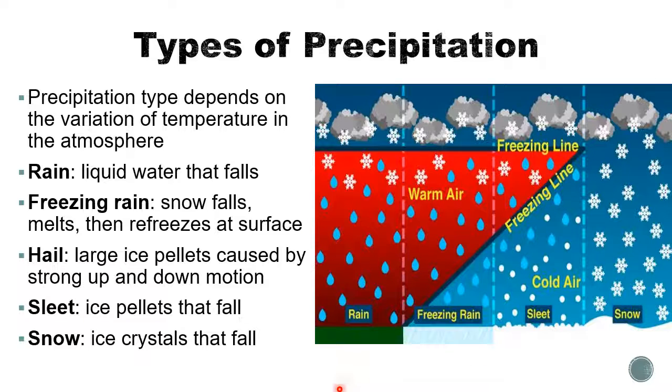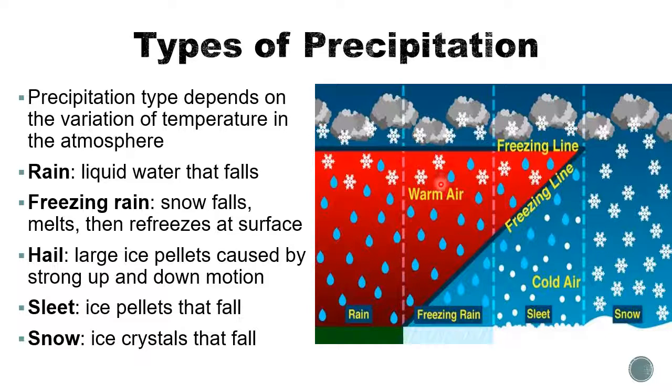So when we look at our types of precipitation, it's going to depend on the variation of temperature in the atmosphere. So when we're looking at this, this is our freezing line. All the water vapor in clouds is usually ice particles. It's not liquid, it is ice particles, because remember, it gets colder the further up you get in our troposphere. Okay, so these are usually ice particles. Once it drops through our freezing line, it melts and turns into rain.